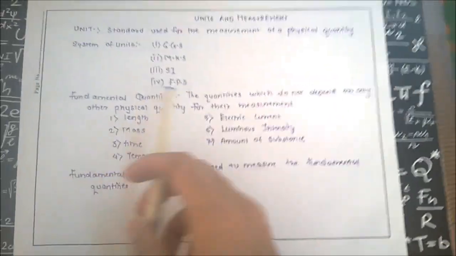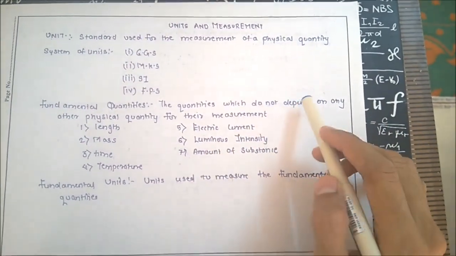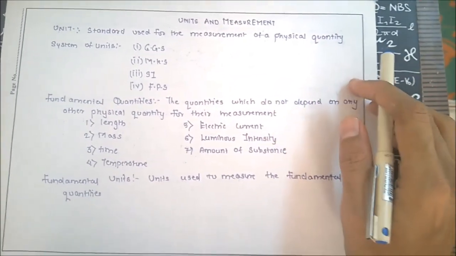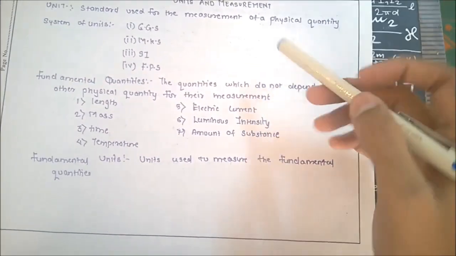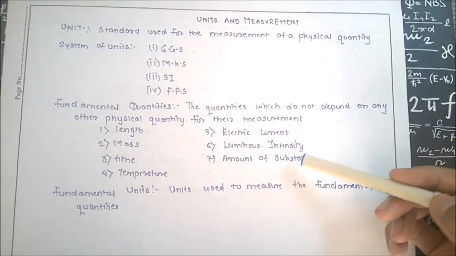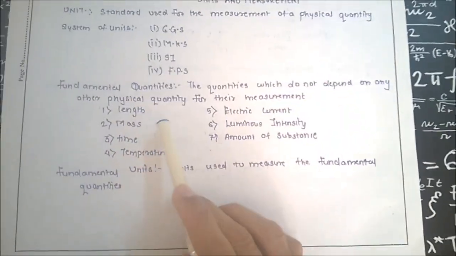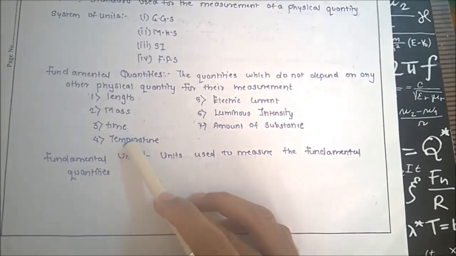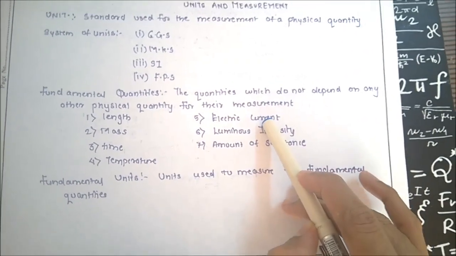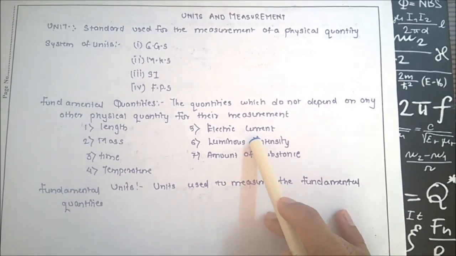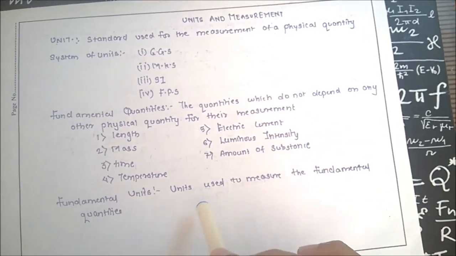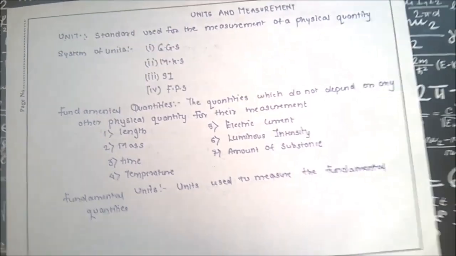Okay, so we have some basic fundamental quantities. These are quantities which do not depend on any other physical quantities for their measurement, and they are called fundamental quantities. There are 7 fundamental quantities: length, mass, time, temperature, electric current, luminous intensity, and amount of substance. Length is measured in meters, mass in kilograms, time in seconds, temperature in Kelvin, electric current in amperes, luminous intensity in candela (cd), and amount of substance in moles. These are the fundamental units, that is, units used for measuring the fundamental quantities.